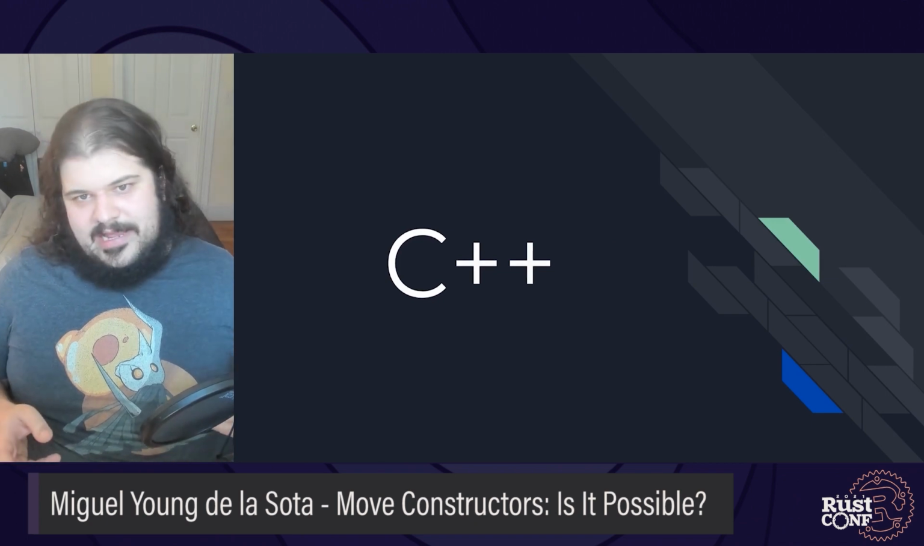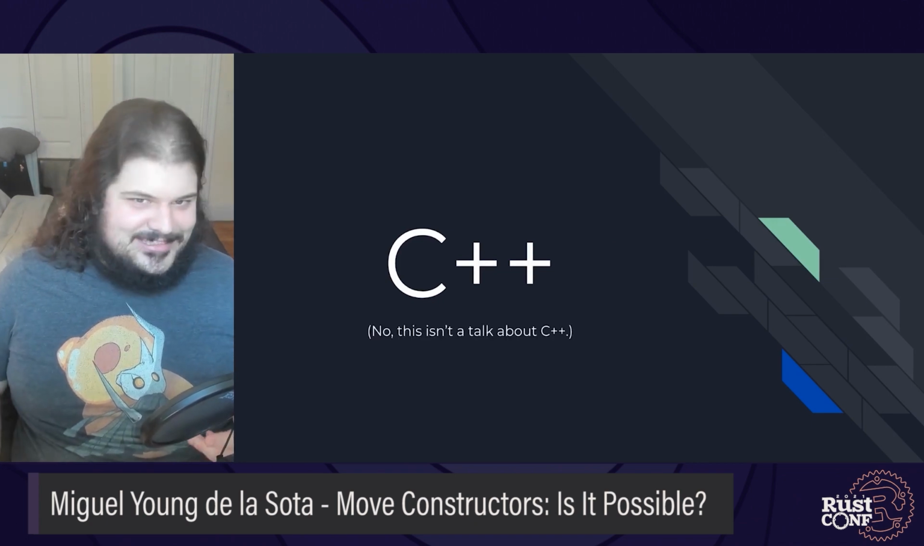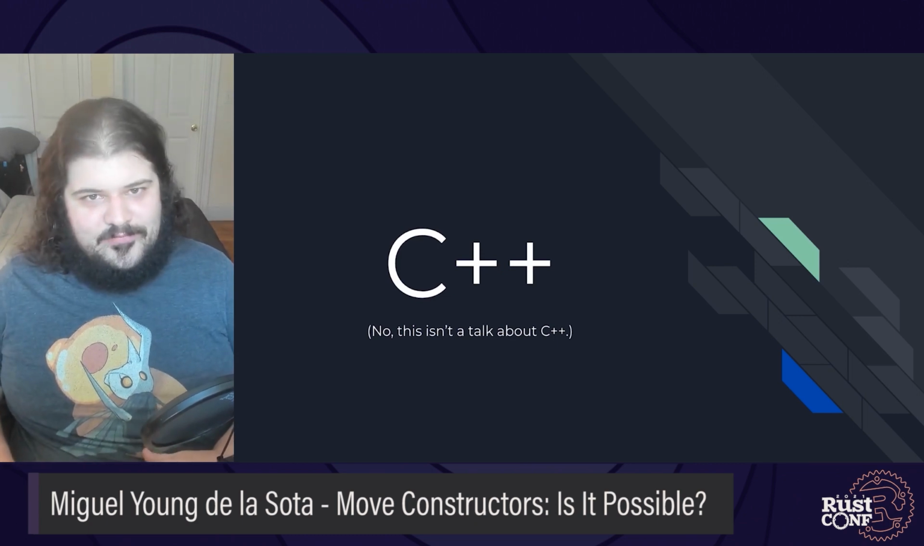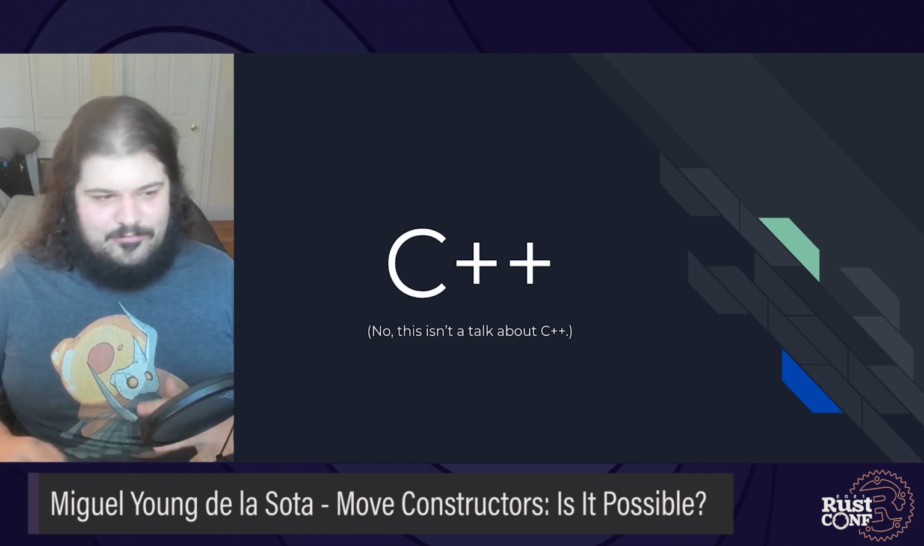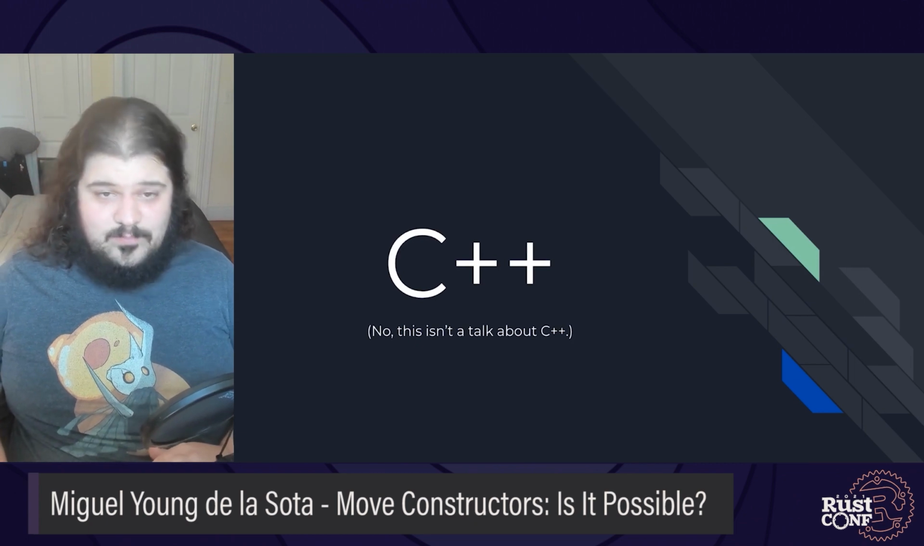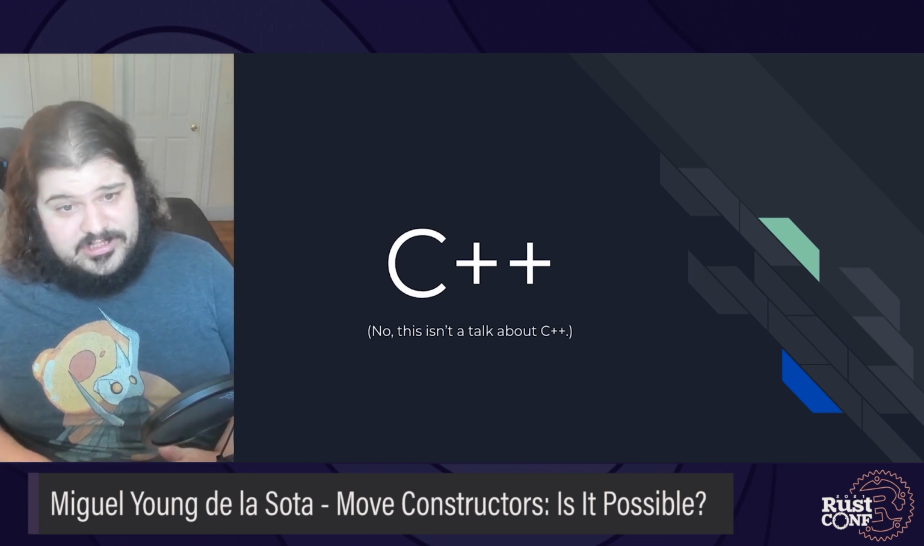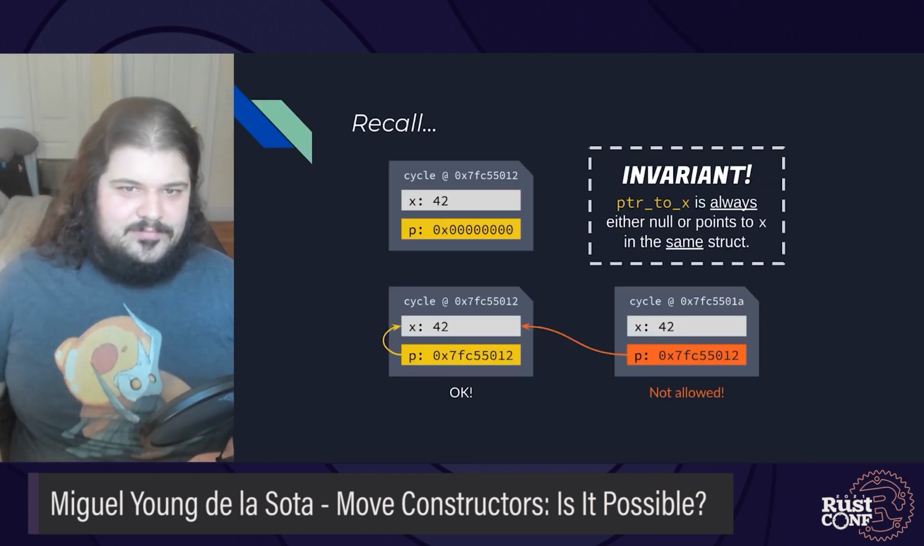Okay, so that's enough about languages that suck. Let's talk about C++. And no, this is not a C++ talk. I don't assume people have encountered it before, and I'm going to be very light on the weird C++ syntax. You can mostly treat it as Rust with a weird different syntax and no borrow checker.